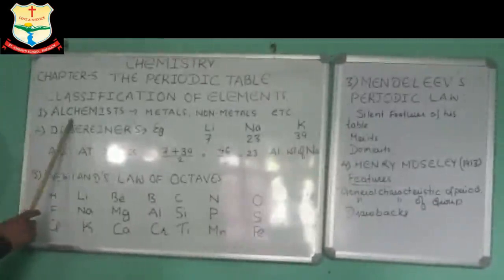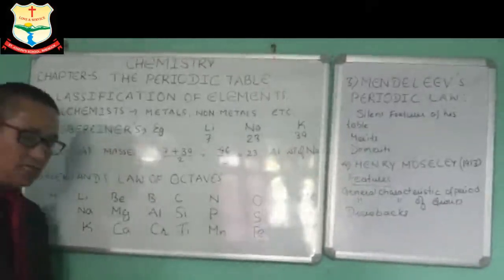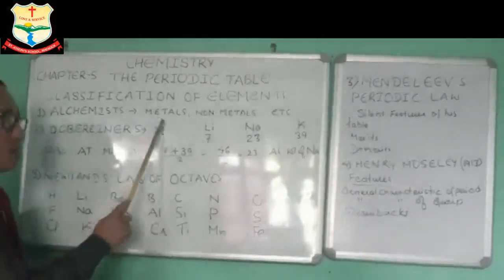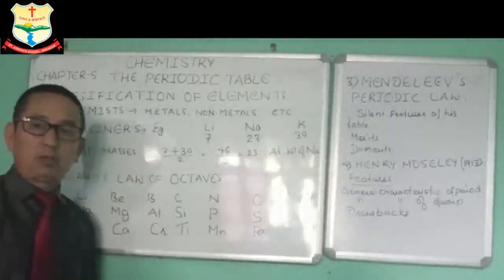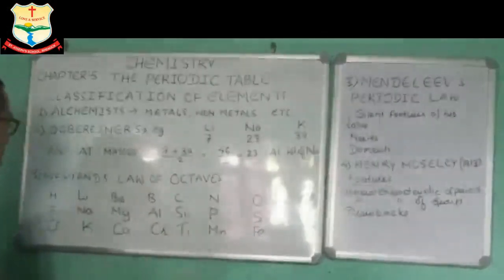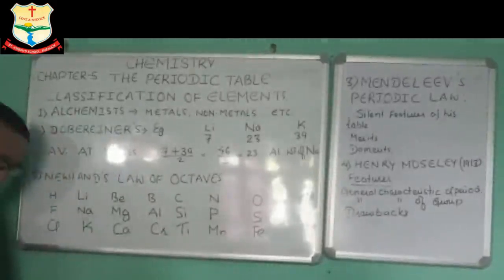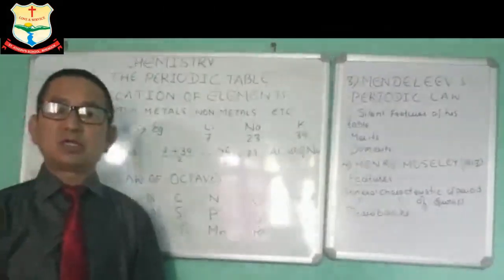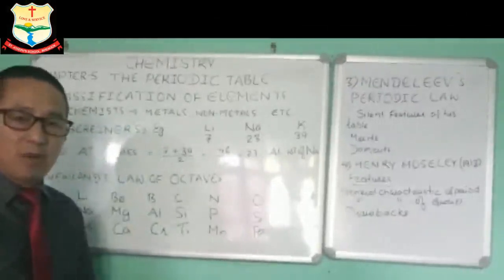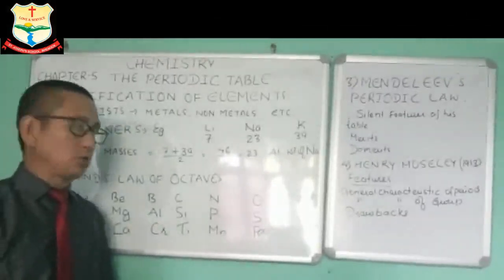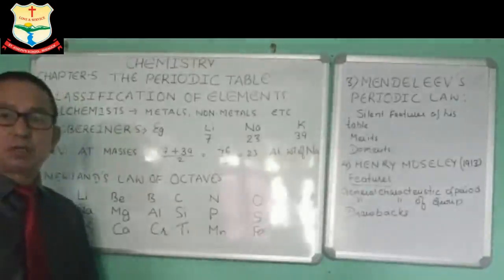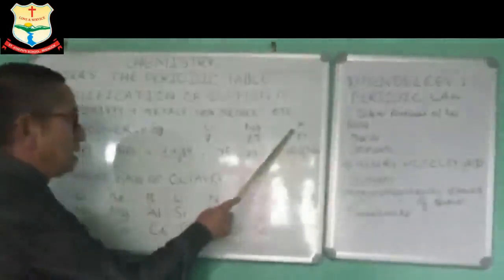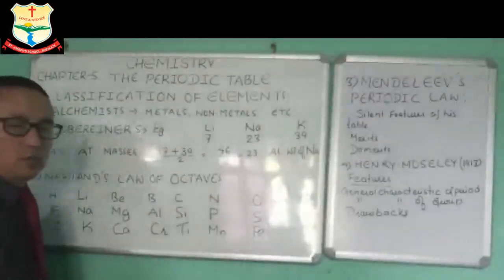See, alchemists were the people who dealt with chemicals in ancient times. They classified the elements as metals, non-metals, noble metals or base metals, etc. Later on, Dobereiner classified the elements in groups of three, which is known as Dobereiner's triads. He found that the atomic mass of the middle element is almost equal to the average of the atomic masses of the other two elements. Here, lithium, sodium and potassium are an example of Dobereiner's triads.